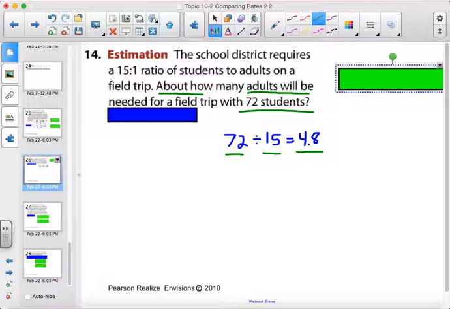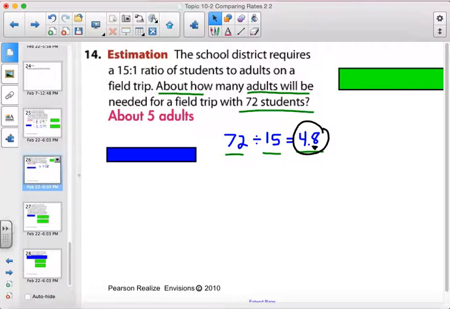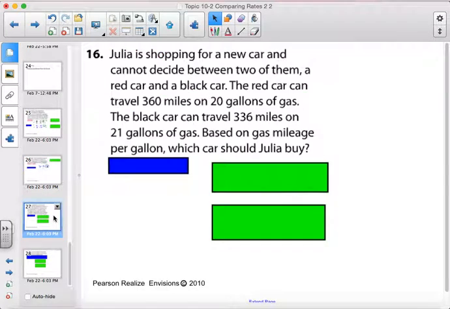Now, of course, you could create a ratio in order to solve this problem, but the important thing here is to remember that you can't have 8/10 of an adult. So you're going to have to round that up to 5 adults, okay? So, next, let's take another look at another problem. See if you can solve number 16. Pause the video.